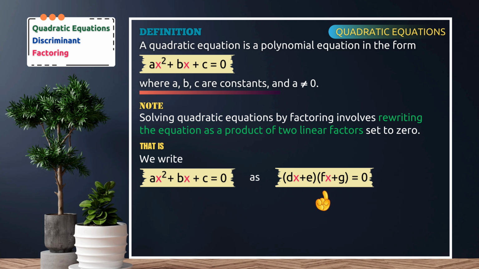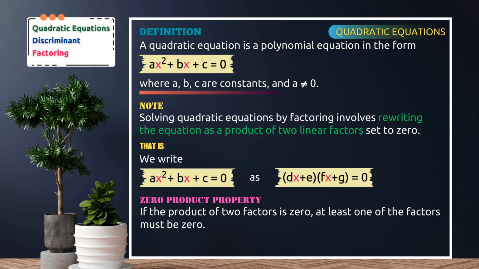g equals 0. To do so, we apply the zero product property, which states that if the product of two factors is 0, at least one of the factors must be 0. This means that dx plus e must equal 0, or fx plus g equals 0. Then, we solve these two linear equations to find the values of x.